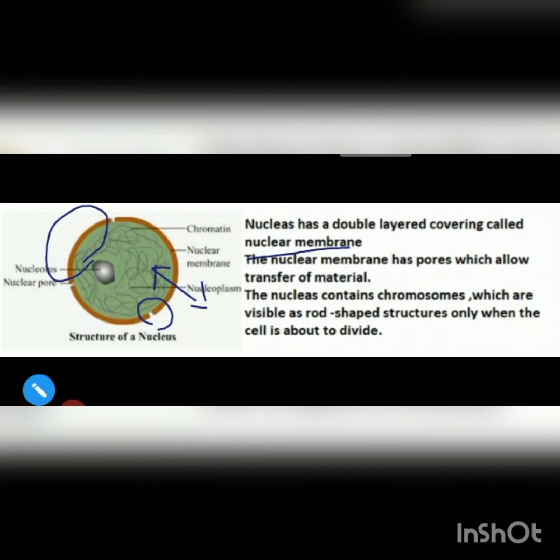Now the nucleus has a thread-like structure that is called the chromatin material. And this chromatin material will be visible as rod-shaped structures called chromosomes only when the cell is about to divide.